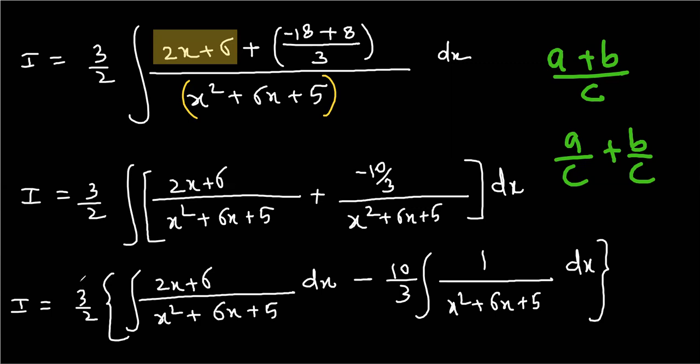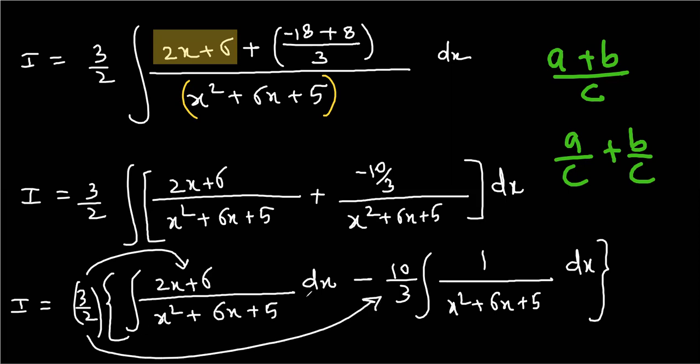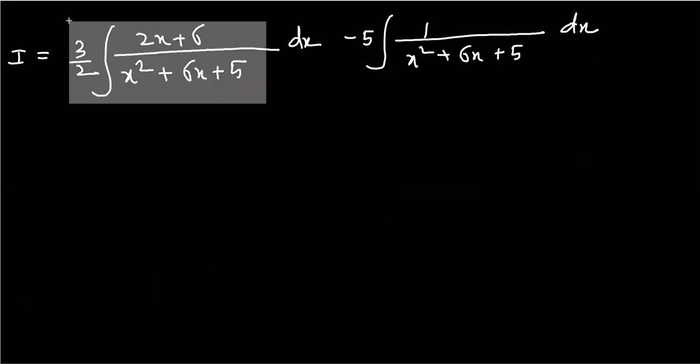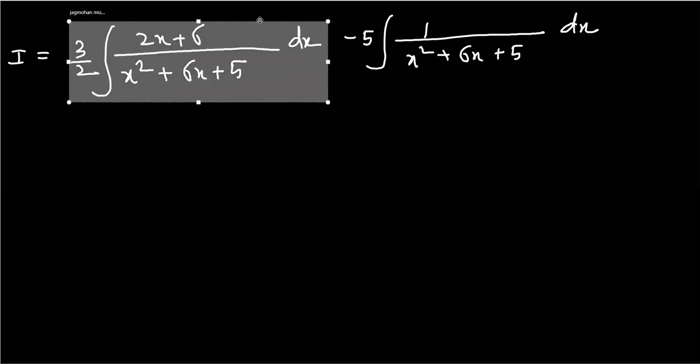And when you multiply 3 by 2 with this term, this integral, the 3 will cancel, and 10 upon 2 will get you 5. So negative 5 times 1 upon x square plus 6x plus 5 dx. Now, as you know students, this first one is going to get integrated in the very next step.